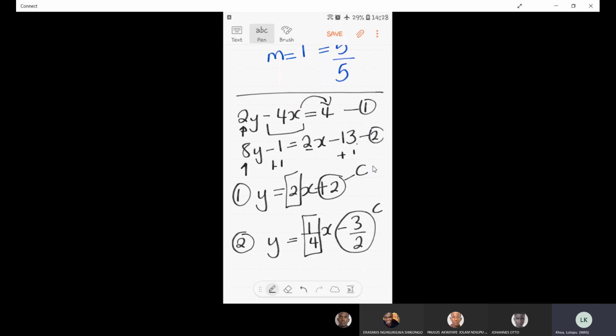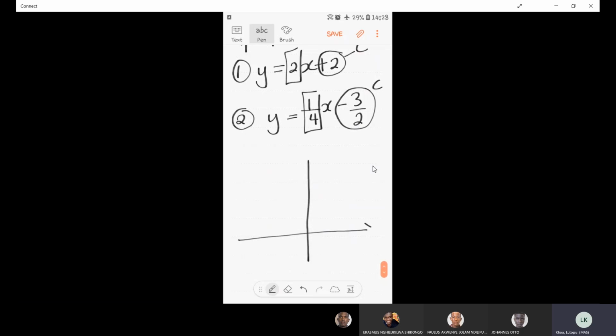So if I draw them, in your book it'll be easier to draw. For the first one, the C value is 2, so that's (0, 2), somewhere here. Then my gradient M is equal to 2, which I can write as 2 over 1. So I will move 2 units up and then 1 unit to the right.